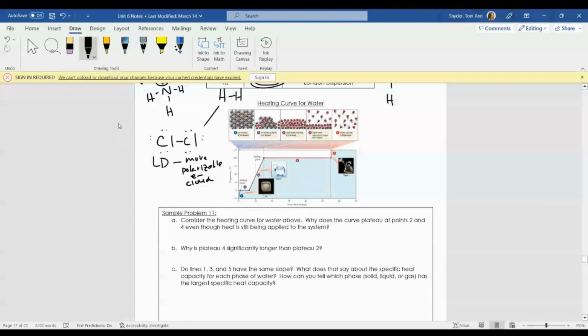So here's a heating curve for water. When I'm starting off with ice, which is down here, I have ice at negative 25 degrees Celsius. And we know the normal melting point of ice is 0 degrees. So I see here that ice is going to raise its temperature until it gets to its melting point. So right here, I'm raising the temperature of ice.